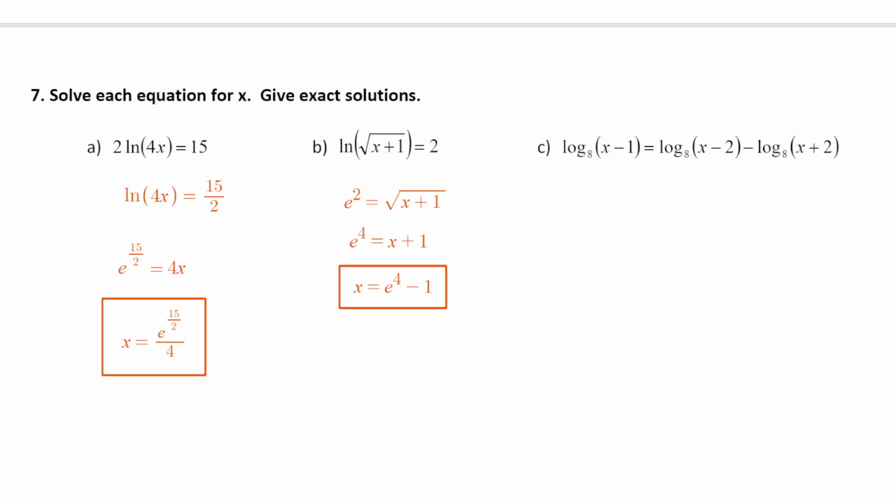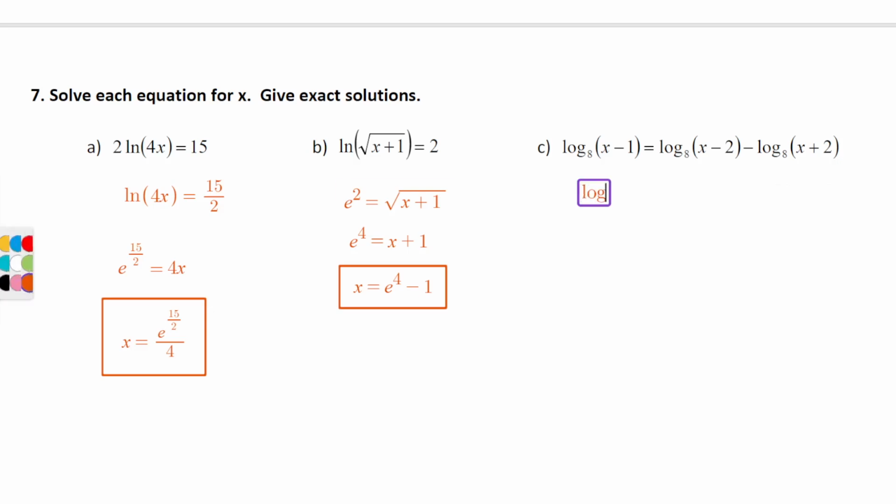Okay, so letter C. We've got log base 8 of x minus 1 equals log. Okay, so we've got a couple different logs here. What we're going to have to do here is use the 1-to-1 property and cancel out the log base 8s, but before we can do that, we need to combine these two logarithms. We can do that since we're subtracting the two logarithms and they have the same base. We can combine them by dividing the two arguments.